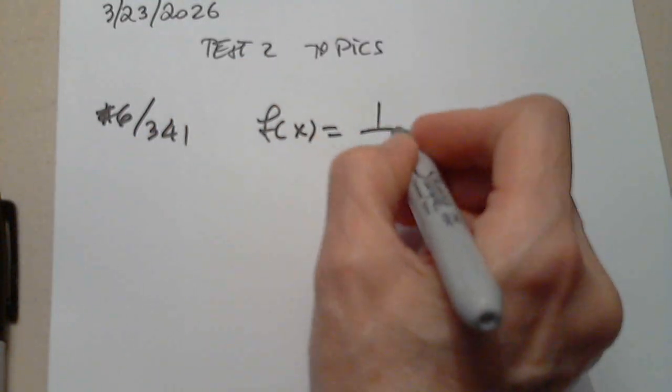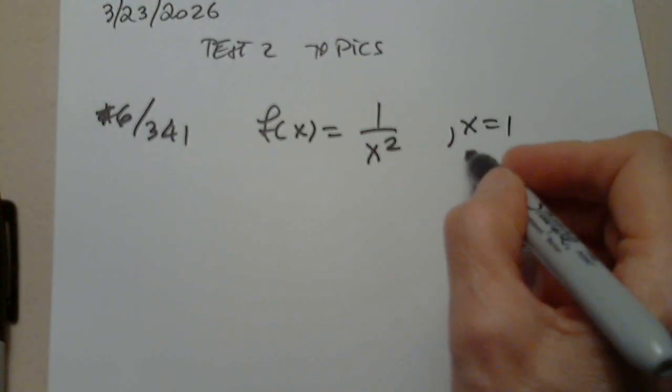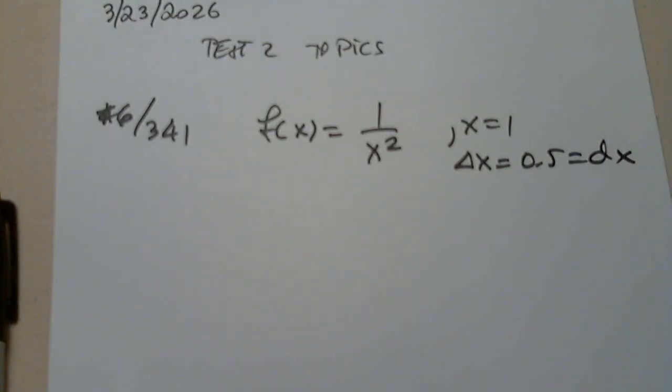Problem 6 on page 341. We have f of x equals 1 over x squared. They're giving us x equals 1. They're giving us delta x equals 0.5, which we know is the same as dx. And they're asking us to find dy and delta y.